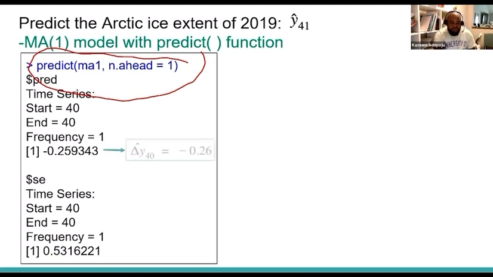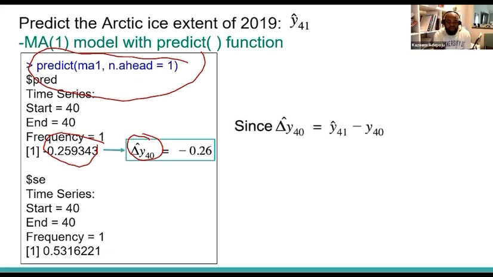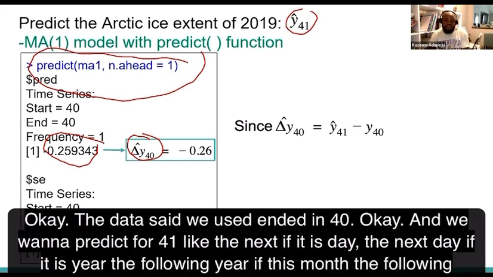But what came out here is actually the differenced data Y40. So if that is the differenced data Y40, don't forget what we want to predict: the 41st data point. Our data ended at 40. The data set we used ended at 40, and we want to predict for 41, the next day if it is daily, the following year if it is yearly, the following month if it is monthly.